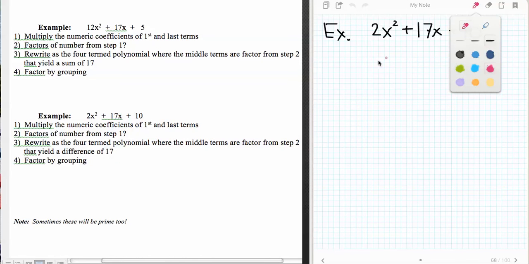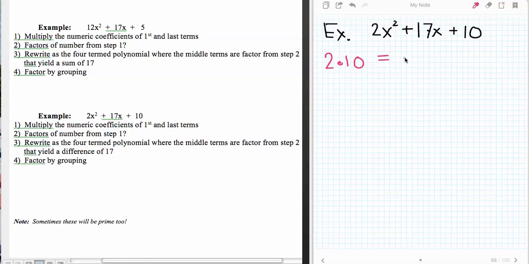Again, we're going to do the same process, 2 times 10, and this is going to give us 20, and then we have to find the factors of 20: 1 and 20, 2 and 10, 3, no, 4, yes, and 5, and that's going to be it because they're right in the middle. Now we're going to rewrite 17 as a sum of these factors. Well, there are no other factors, right? None of these sum to 17, and so that means this one is going to be prime.